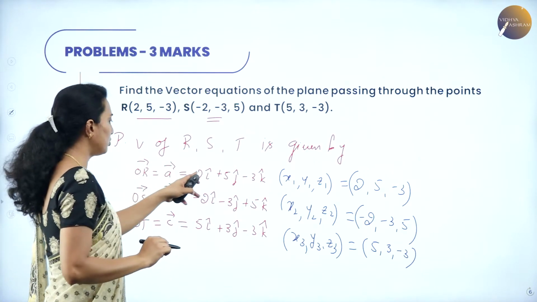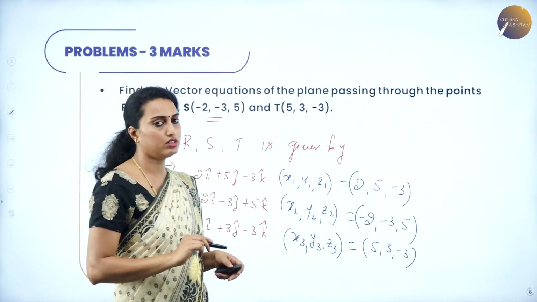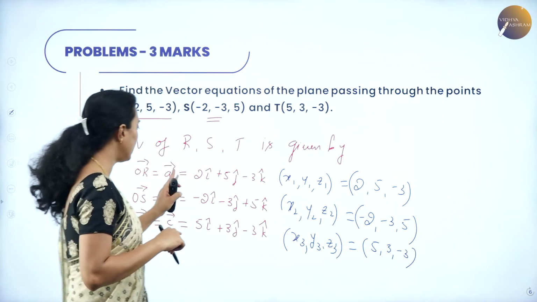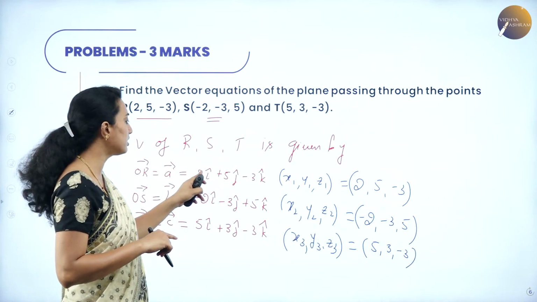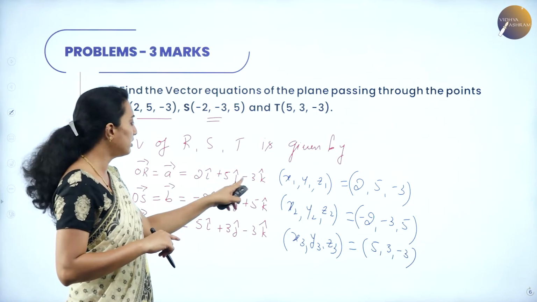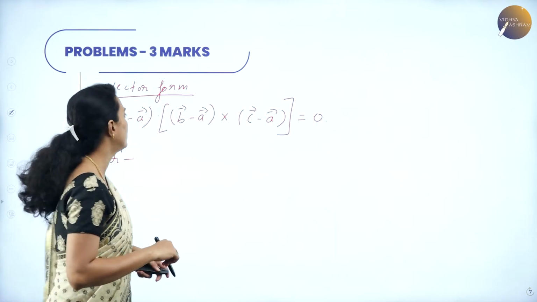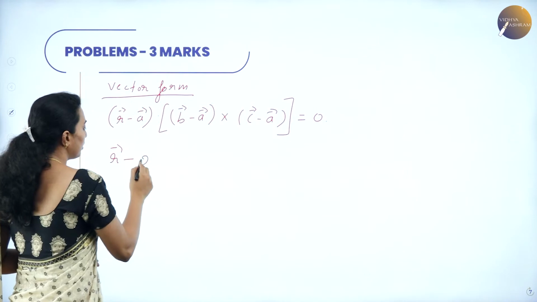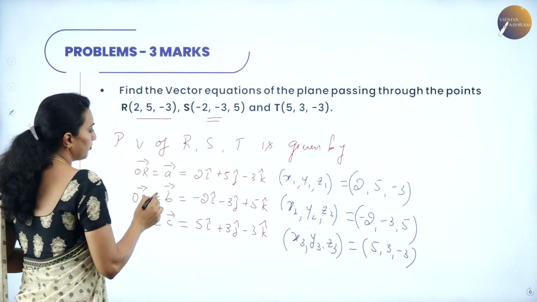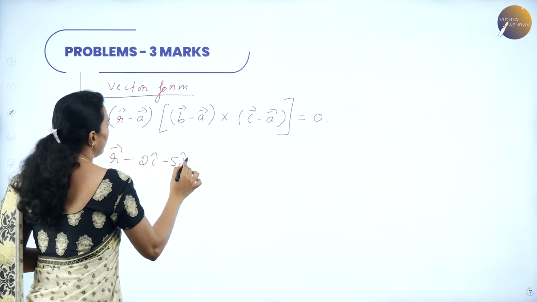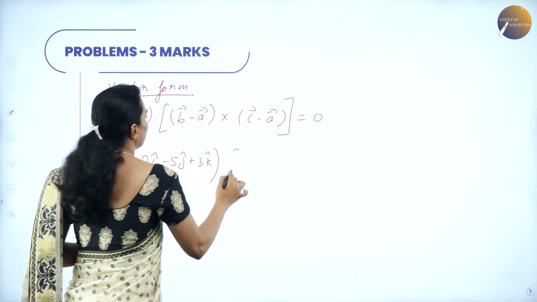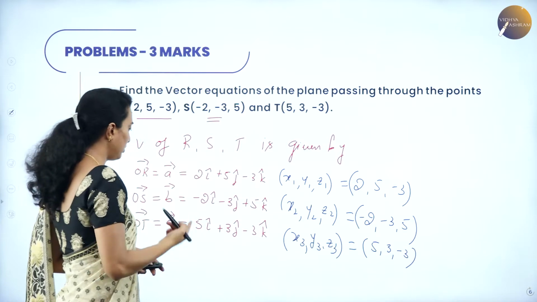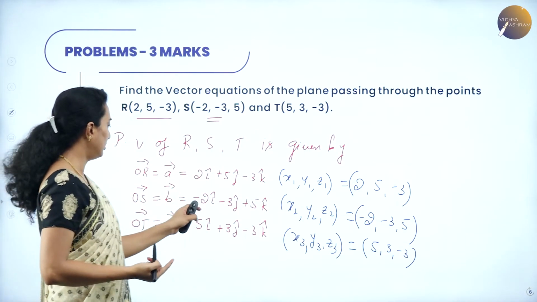Now, r vector minus a vector is what? a vector is 2i plus 5j minus 3k. Now, here minus is there. You have to multiply with the minus sign. So, minus into plus is minus, minus into plus is minus, minus into minus is plus. So which will happen here, minus 2i minus 5j plus 3k dot b vector minus a vector. What is b vector?